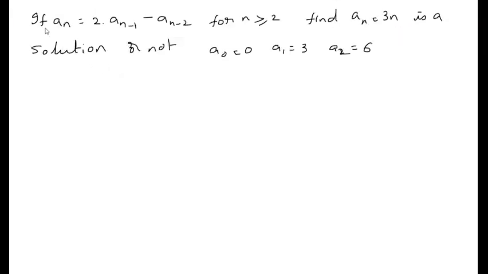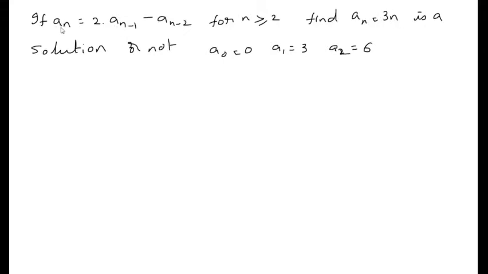The next problem is: a_n = 2a_{n-1} - a_{n-2} for n ≥ 2. Find whether a_n = 3n is a solution or not. That means this is a recurrence relation. For this recurrence relation, we need to find out whether 3n is a solution or not.